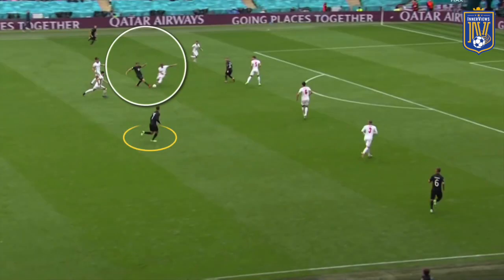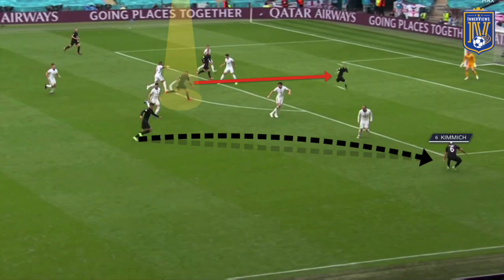When Muller receives the ball, Walker does step out, but Muller gets a foot on it to guide it into the path of Kai Havertz. When Havertz receives the ball, he should be looking to play in Muller, who runs off Phillips and Rice into the gap between Maguire and Stones as Maguire doesn't step. But from that position, Havertz ends up making the wrong decision and sliding the ball out wide to Kimmich.